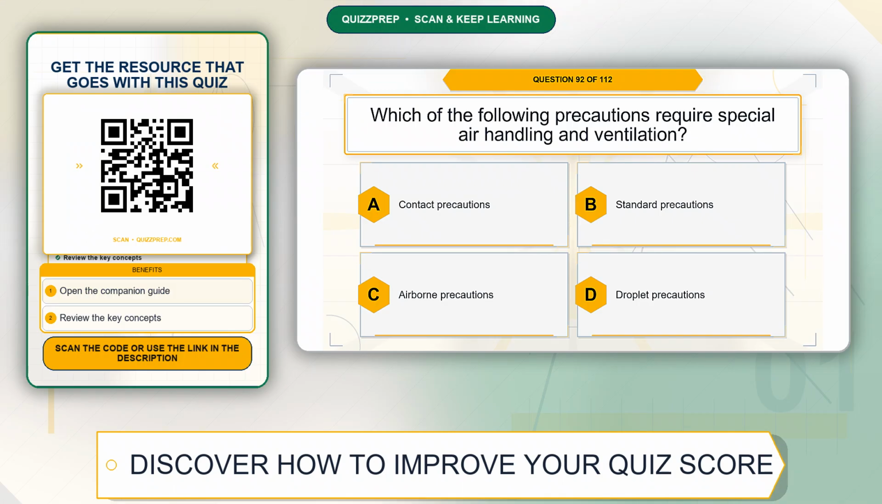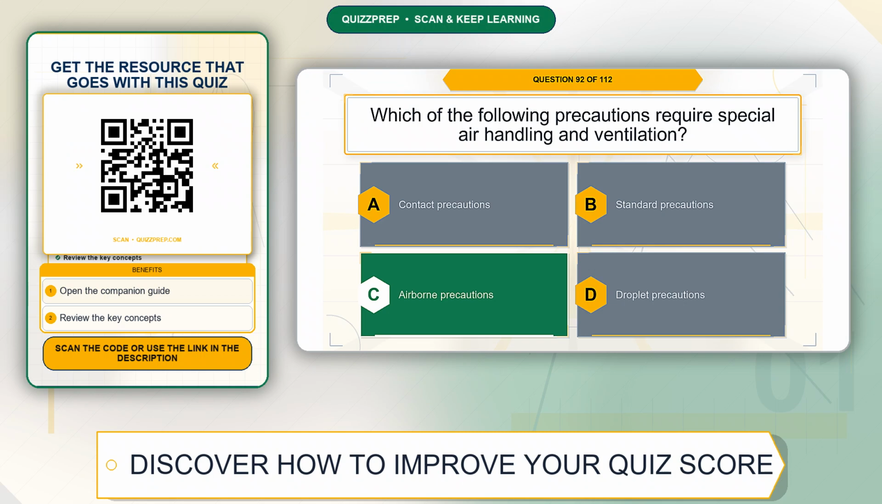Question 92. Which of the following precautions require special air handling and ventilation? Option A, contact precautions. Option B, standard precautions. Option C, airborne precautions. Option D, droplet precautions. The correct answer is option C, airborne precautions.